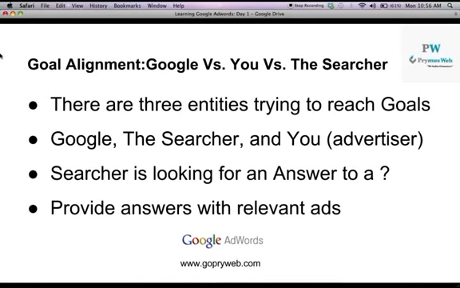Whenever you put together an AdWords campaign, there are three entities trying to reach goals. Google's goal is to have the best possible product. They want people to use their search engine. So when you're putting in a search query, Google's service is to provide the user with the best experience.